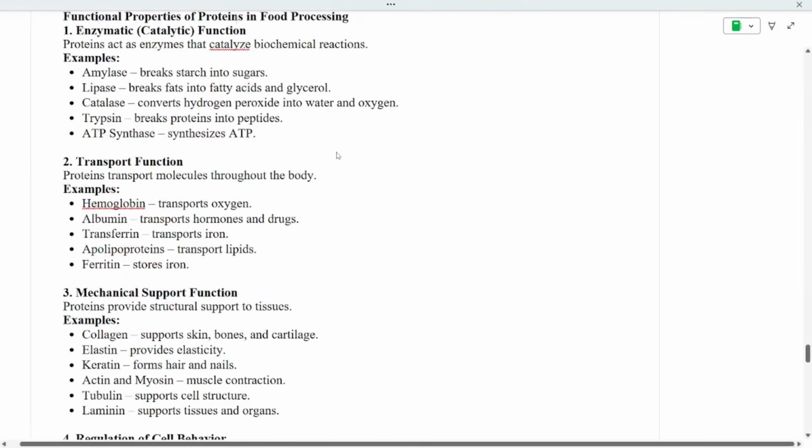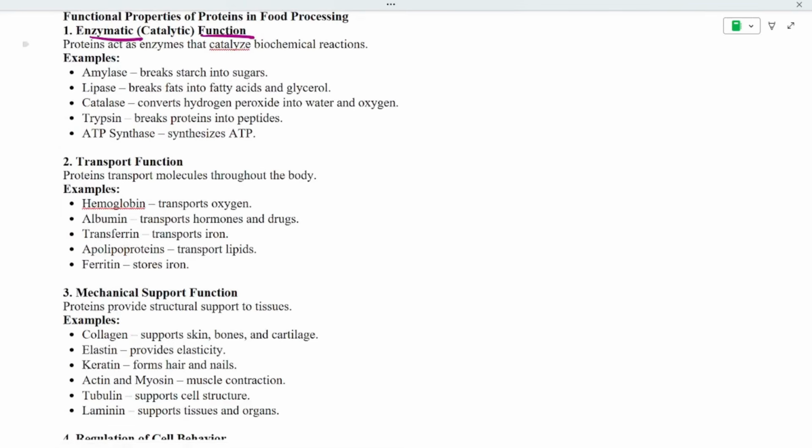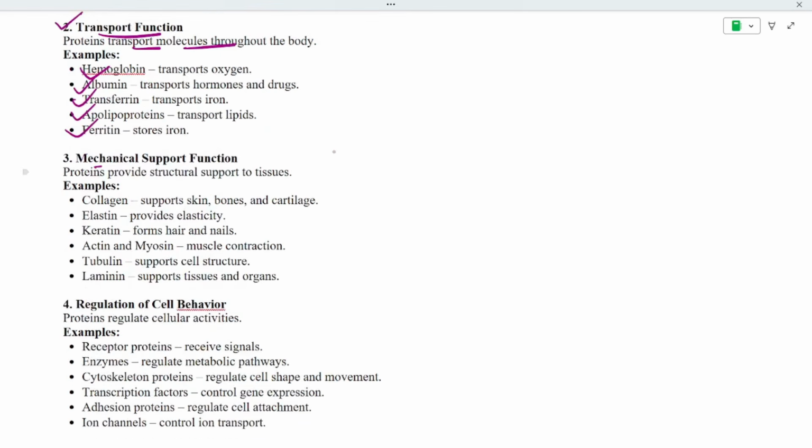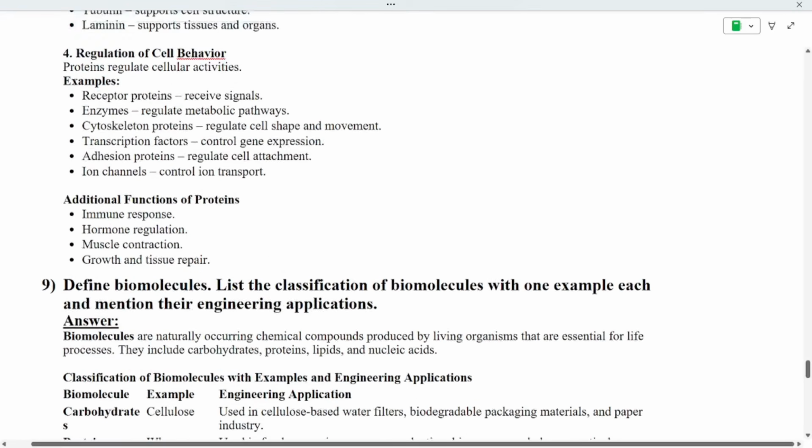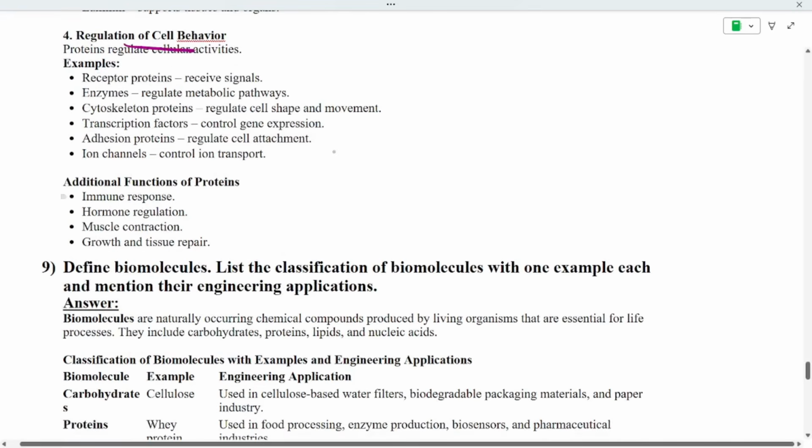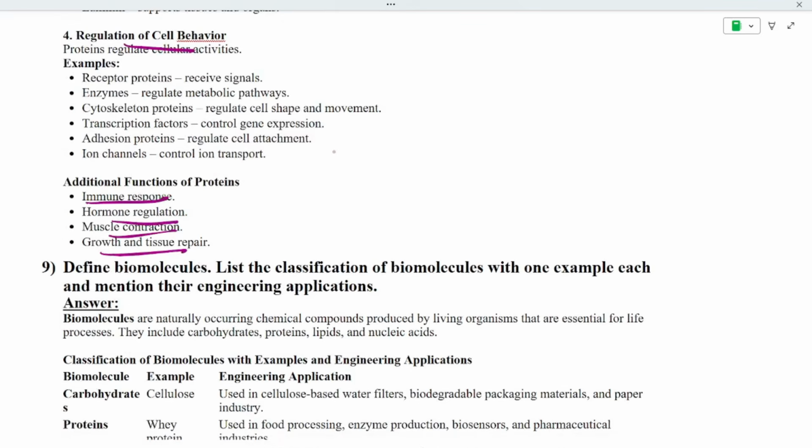Functions: it has enzymatic function, and transport function, that is proteins transport molecules throughout the body, such as hemoglobin, albumin, transferrin, ferritin and all. What are the functions, I have given. Next, it provides mechanical support, regulation of cell behavior and all. Again, it gives immune response, hormone regulation, muscle contraction, growth and tissue repair. It will help in these ways.